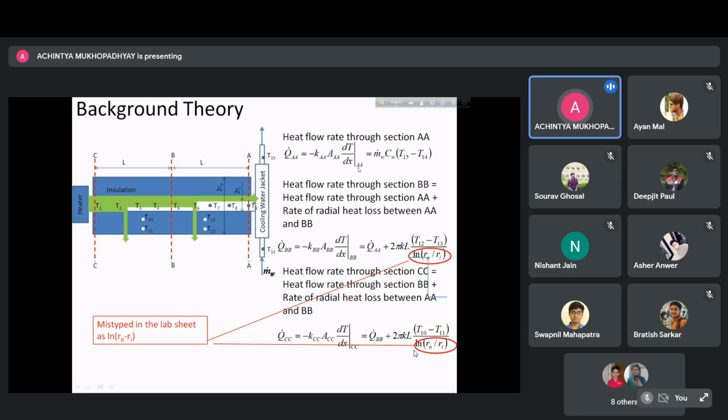In our case, it's a cylindrical rod, so the cross-sectional area at each location A, B, C will all be the same. But if it was a conical rod or a rod of any shape other than cylindrical, then this cross-sectional area would have changed. And why is k going to be different? What is the significance of writing this subscript AA for k? Can you tell me?